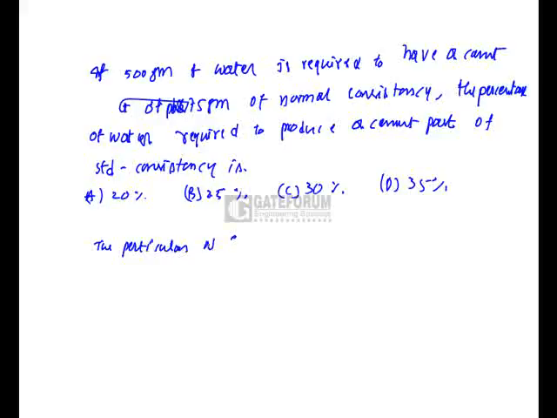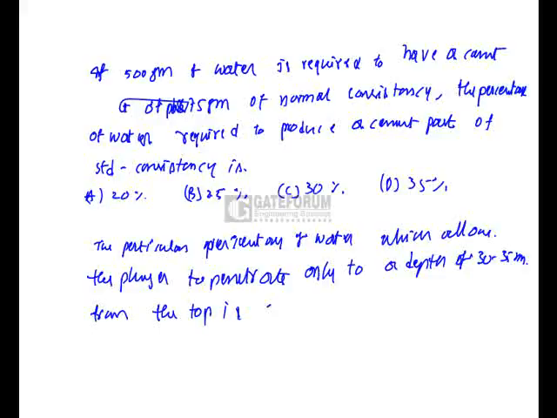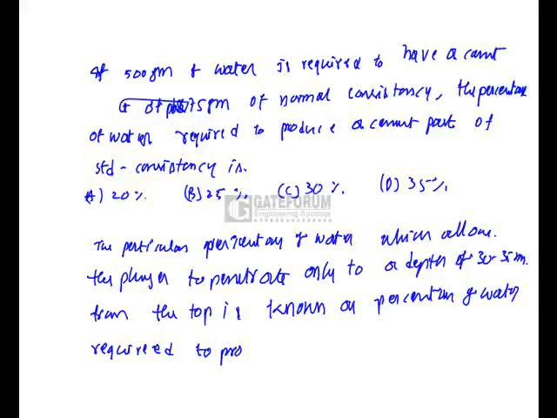So we can say it is the particular percentage of water which allows the plunger to penetrate only to a depth of 30 to 35 mm from the top, known as the percentage of water required to produce a cement paste of standard consistency.